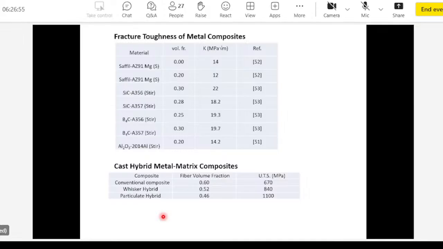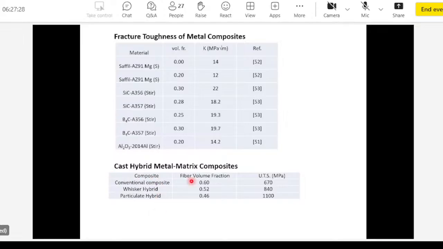One thing with fibers is that when you add fibers or even particles of a ceramic to a metal or alloy, you sacrifice the fracture toughness to an extent. Because metals have higher fracture toughness, but ceramics have very poor toughness. So when you combine the two, you lose some toughness, but you gain strength and other properties. So the trade-off between strength and toughness has to be kept in mind when you select composites for specific applications.